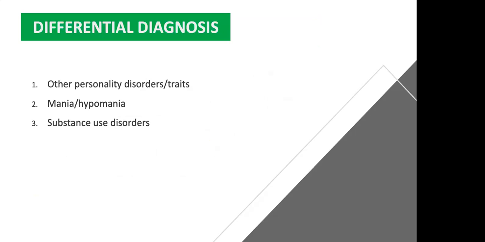So differential diagnosis: other personality disorders or traits, and mania or hypomania, because they share the same characteristic, as both exhibit grandiosity. However, it is important to note that in mania and hypomania, the grandiosity is episodic and usually associated with euphoria and functional impairment. And third is substance use disorder.